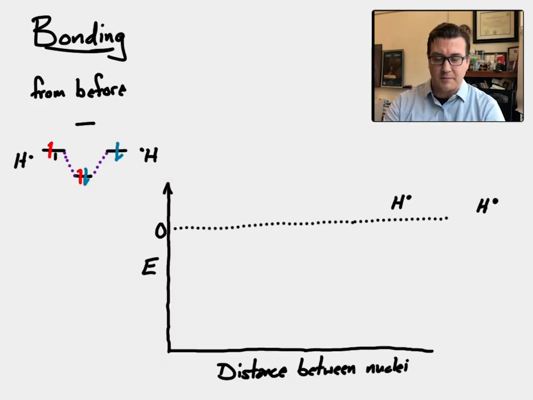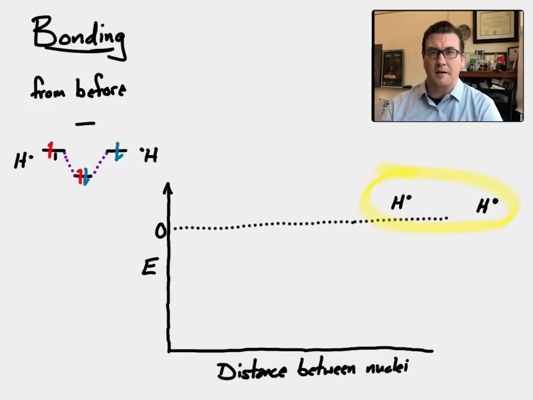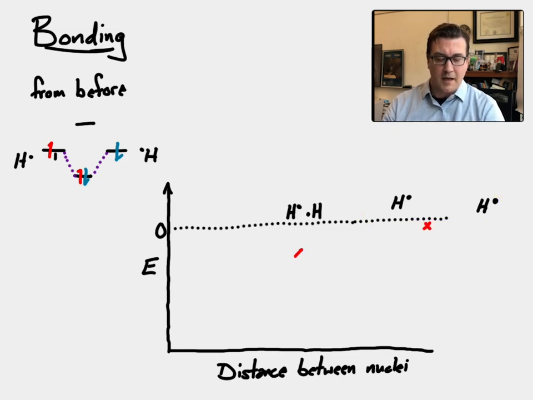and the distance between the nuclei on the x-axis, you can see that when these two nuclei are really far apart from each other, they don't recognize that they're near each other, and there's no energy difference, as if they were just a hydrogen atom floating around in space, let's say. But as they start to get a little closer, they start to feel attractive forces between each other.